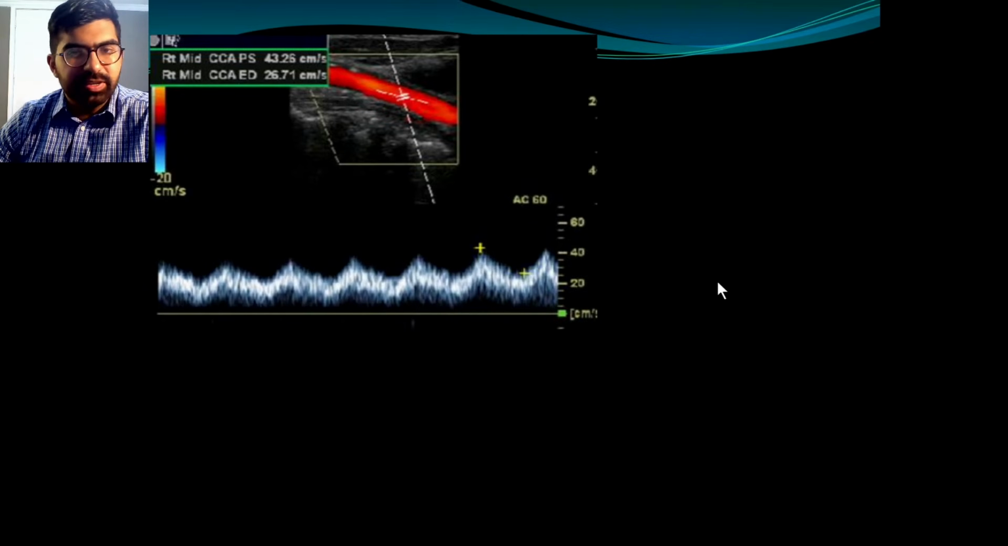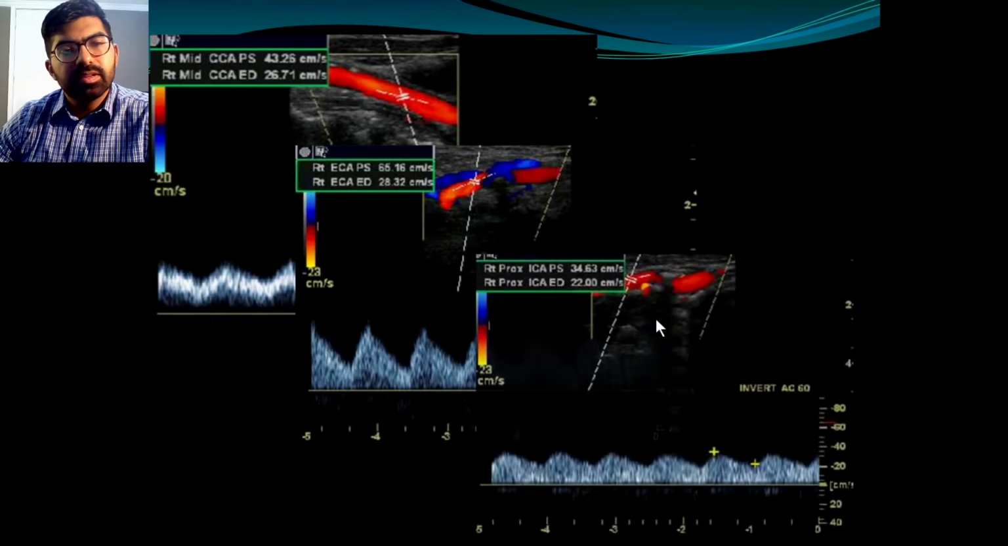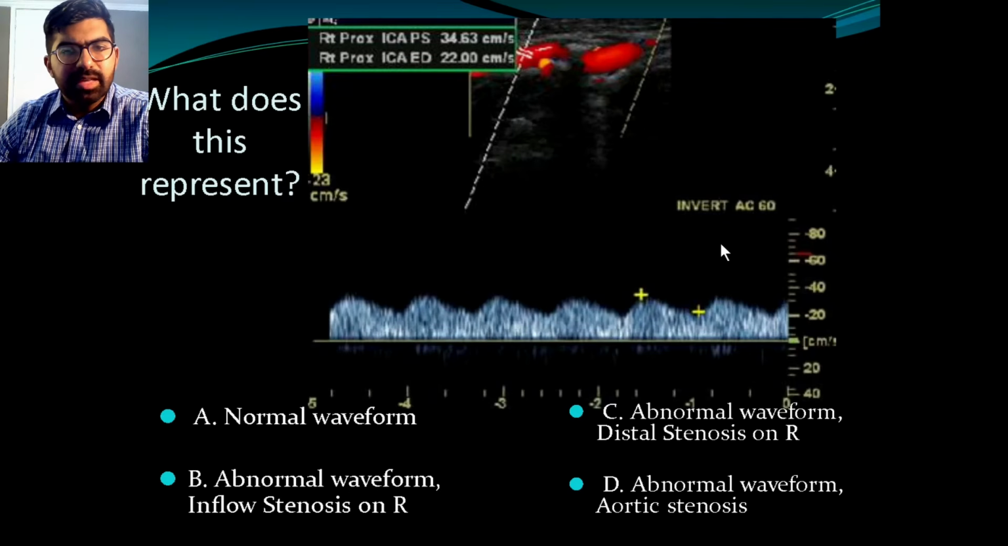A little bit of a series. So you look, there's the mid common carotid artery. There's the external carotid artery on the right side. And finally, there's the proximal ICA. Okay, so very similar waveforms throughout. Now, what I will tell you is that the left side does not look like that, and it's totally normal.